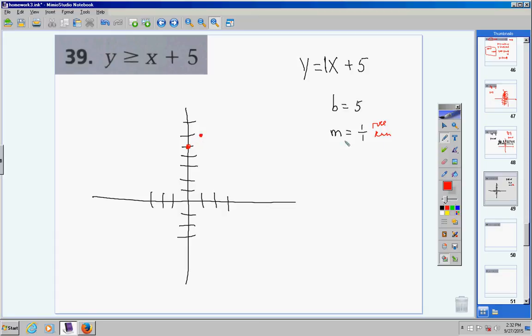Now why did I go up? It's a positive 1. Why did I go to the right? It's a positive 1. Do I draw a solid line or a dotted line? Well, there's an equal sign here, so I'm going to draw a solid line. Alright, there we go.